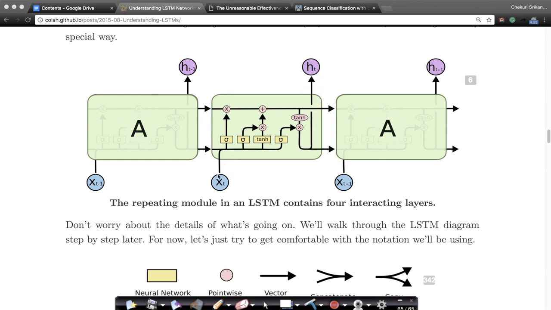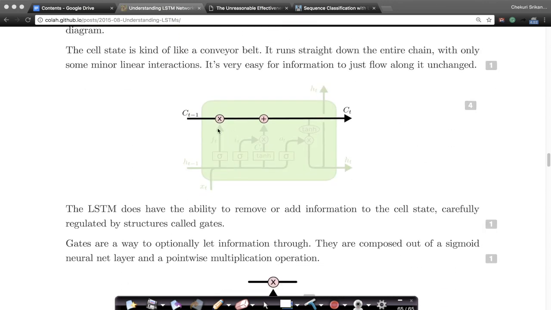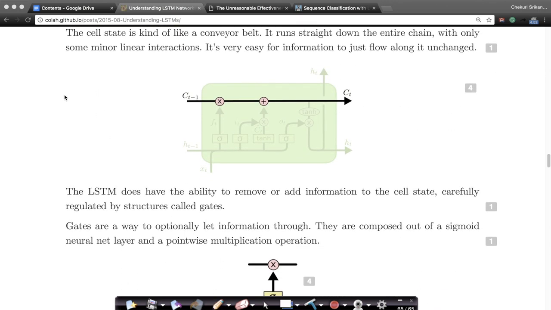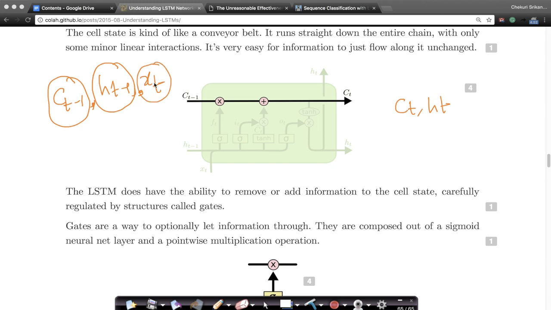So even though the arrows show 3 inputs and 3 outputs, what you really have is 3 inputs, CT minus 1, HT minus 1 and XT, and 2 outputs, CT and HT. To put it simply, this is the cell state from the previous stage, this is the output from the previous stage, in other words the YIT minus 1. This is the input in the current stage. This is the cell state at the end of this stage. This is the YIT in this stage.